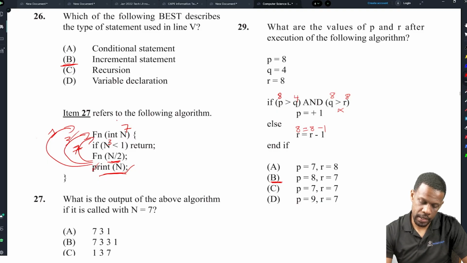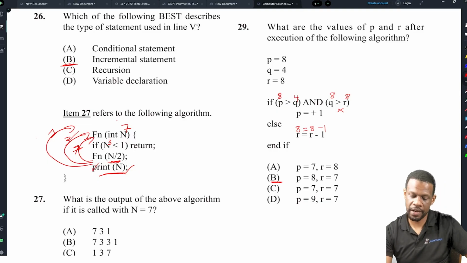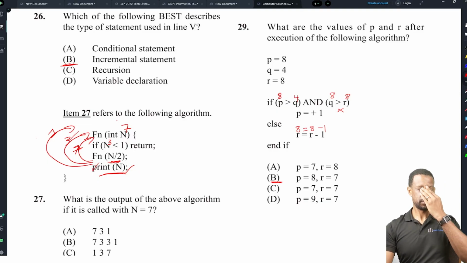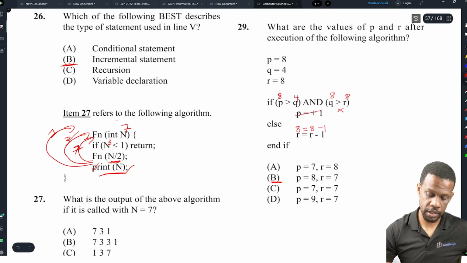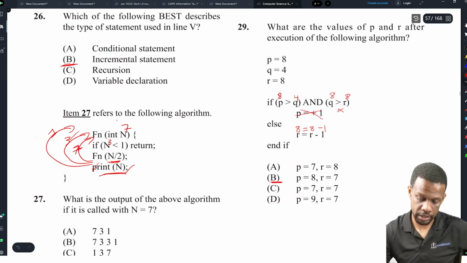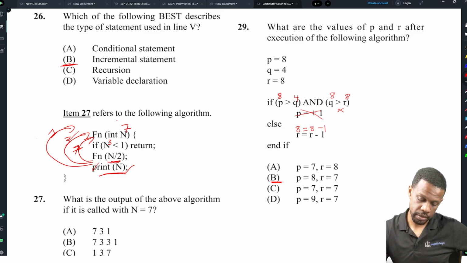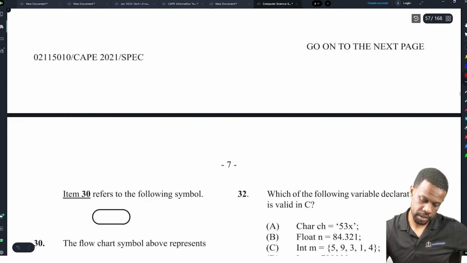So 8 greater than 4, correct. And Q greater than R, that's not. So both of them have to be true for the first condition to run, but this first condition will never get to run. It will be the second condition, which will be R take away R. Alright, cool. 8 minus 8. Right, nice.